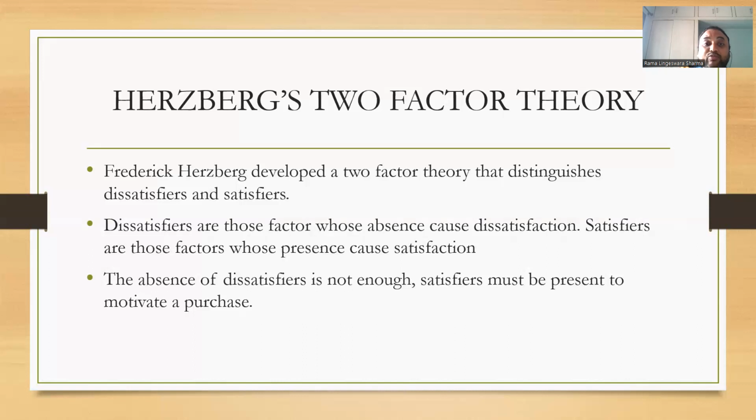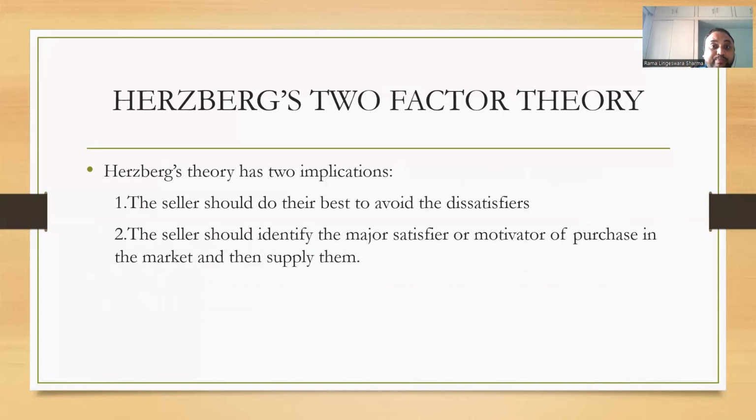That is, satisfiers are those factors whose presence cause satisfaction. The absence of dissatisfiers is not enough. Satisfiers must be present to motivate your purchase. Herzberg's theory has two implications. The seller should do their best to avoid the dissatisfiers. So the seller should identify the major satisfier or motivator of purchase in the market and then supply them.